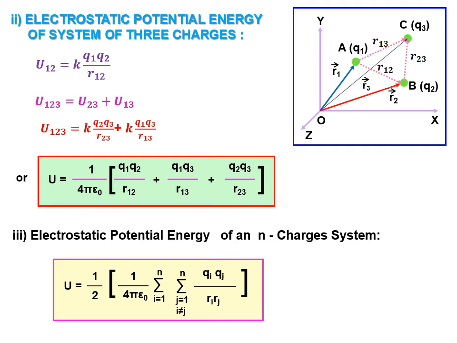So what will the total energy be? Half K sigma I equal to 1 to n, sigma J equal to 1 to n, I not equal to J, QI QJ upon RIJ. Okay, so this represents the potential energy due to a system of n charges. This is just a representation. Basically what you want to do is, how you want to find out the potential energy.